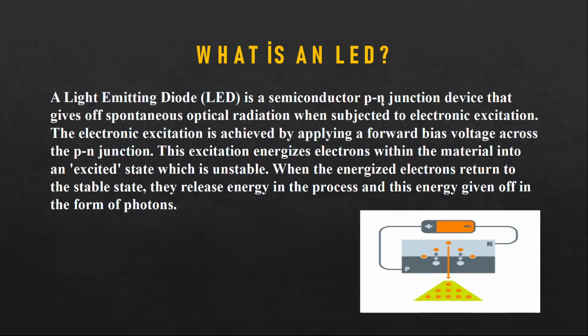It is a semiconductor PN junction device that gives off spontaneous optical radiation when subjected to electronic excitation. The electronic excitation is achieved by applying a forward bias voltage across the PN junction. This excitation energizes electrons within the material into the excited state, which is unstable. When the energized electrons return to the stable state, they release energy in the form of photons. And you can see a model picture in the downside right here.